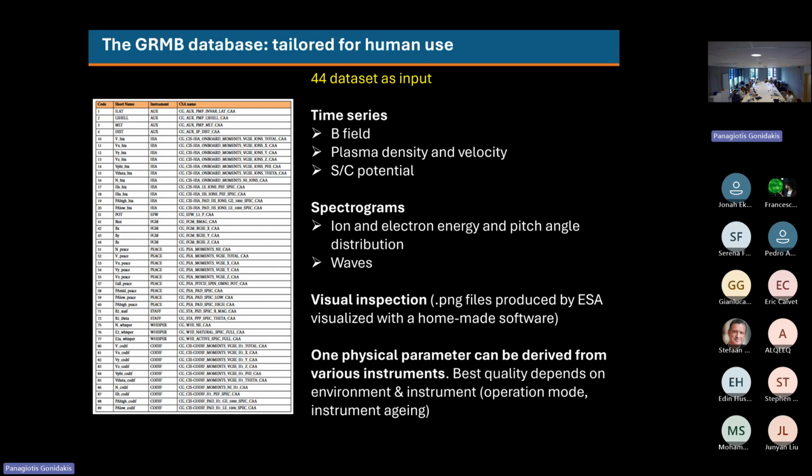And why do we use so many data sets? It's also because some physical parameters can be obtained or derived from various instruments. For instance, if you think about the plasma density, you can get it from the ion measurements, from the electron measurements, from the waves with the plasma frequency, but also you can derive it from the spacecraft potential. So that gives some complexity because depending on how the instrument is aging, on the operating mode of instruments, on the region where you are located, maybe some way to get the density is more accurate than the other.